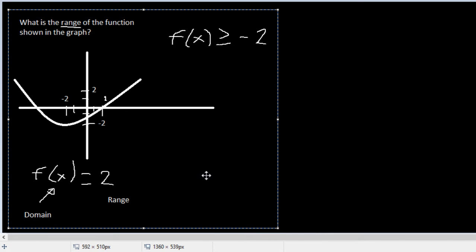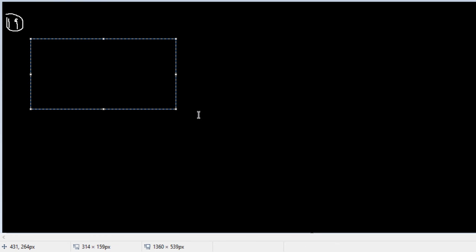Take a look at another function. Just take a look at more functions here. Number 19. This question says, what is the domain for the function shown in the graph?